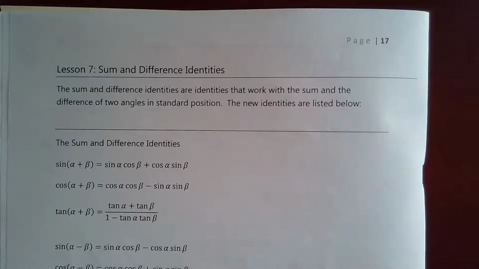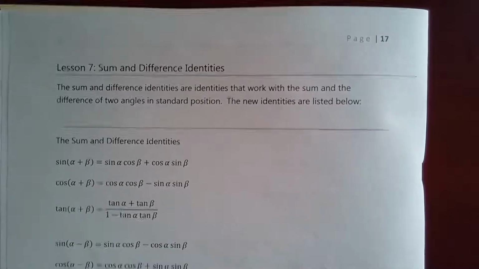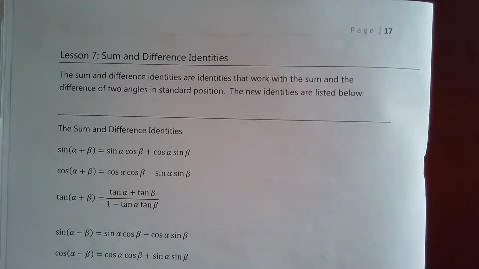This is lesson 7, the second last lesson in our booklet. So let's just talk about this. This chapter 7 talks about the trig identities, and so far we've talked about trig identities of the reciprocal, the quotient, and the Pythagorean theorem identities. So today we're going to talk about the sum and difference identities.